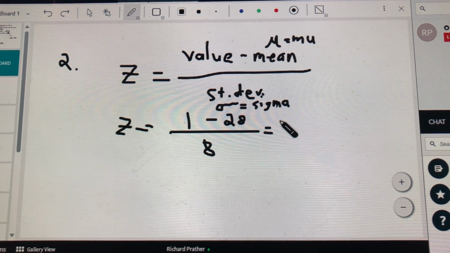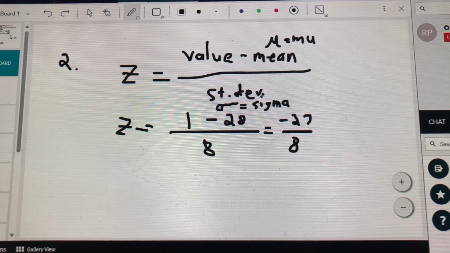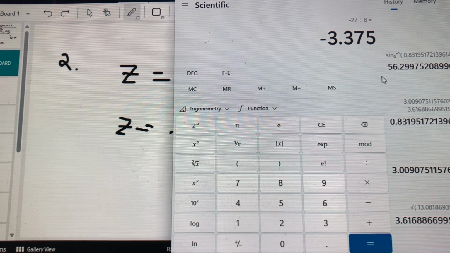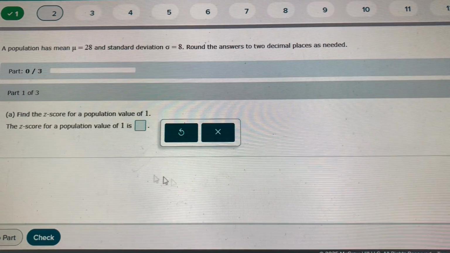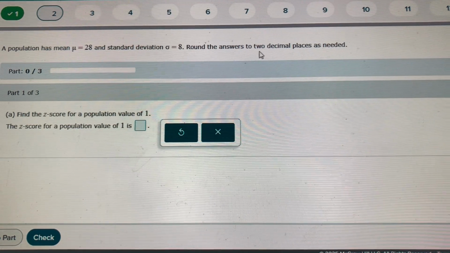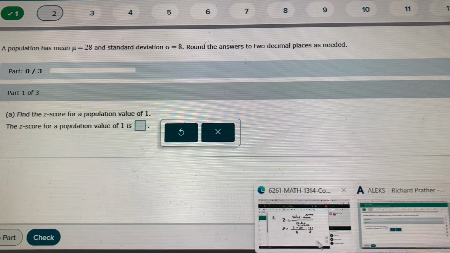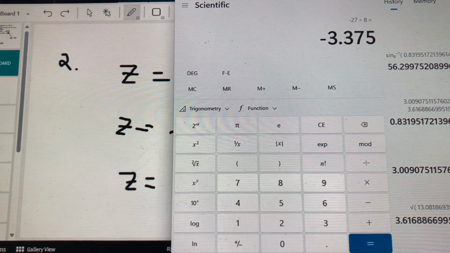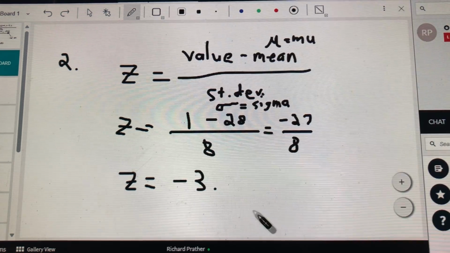So you subtract the top. 1 minus 28 is negative 27, and you divide by 8. Negative 27 divided by 8 is negative 3.375. Usually they like 2 decimals, but I better check and see what they want exactly. Yeah, see how it says round to 2 decimal places. Z-scores are almost always rounded to 2 places. So negative 3.375 would bump up to 3.38 because there's a 5 here. So you got to add 1 to the 7 and make it an 8.